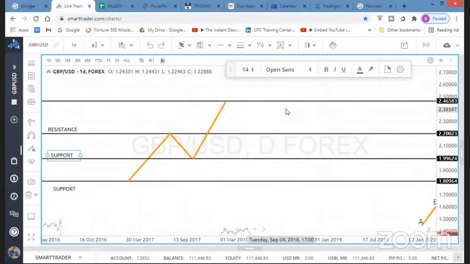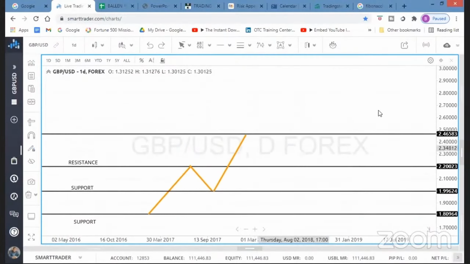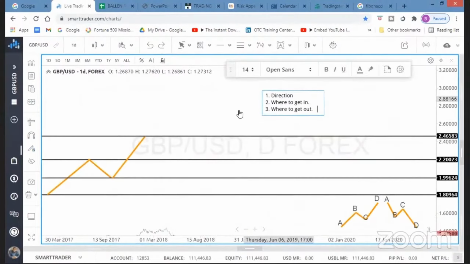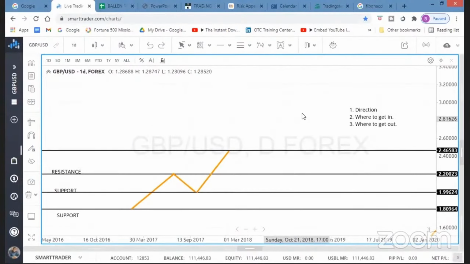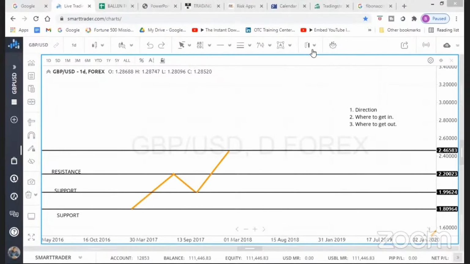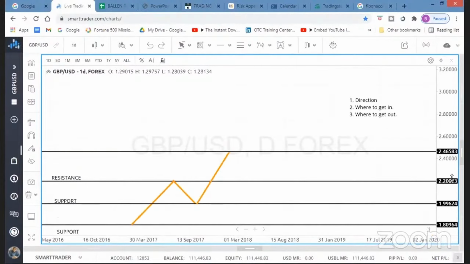So what you can do, right, is we say, hey, you need to know direction, where to get in and where to get out. So if we go to the dealership, do we want to buy the car at the highest price or the lowest price possible? At the lowest. If I had a car that I wanted to sell, a vintage car, do I want to sell it at the highest price or at the lowest price? All right. So we all get this basic economic concept. Buy low, sell high.